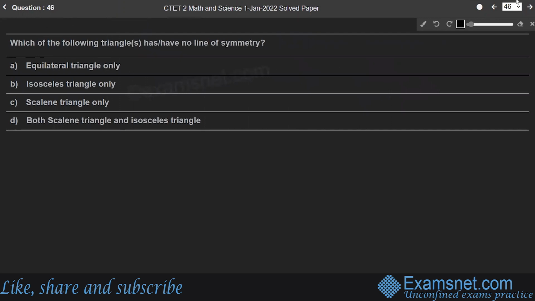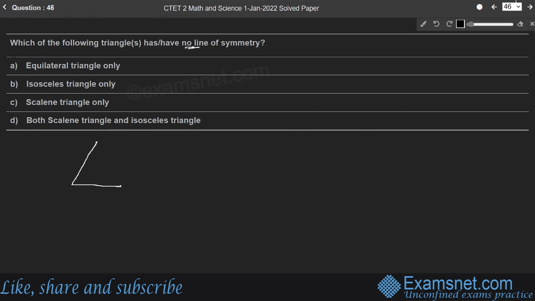Come to the next question, 46. Which of the following triangles has no line of symmetry? Equilateral triangle, isosceles triangle, scalene triangle, both scalene triangle and isosceles triangle. So here the question is which has no line of symmetry. Let us come to the types of triangle.